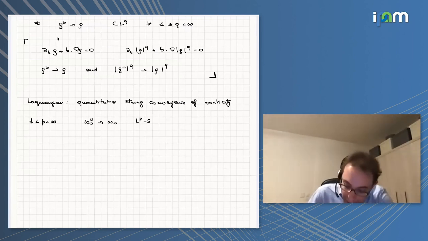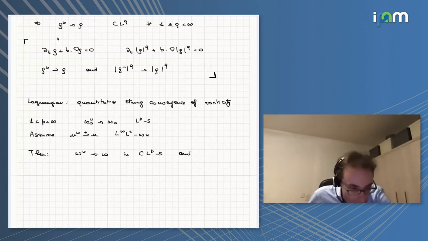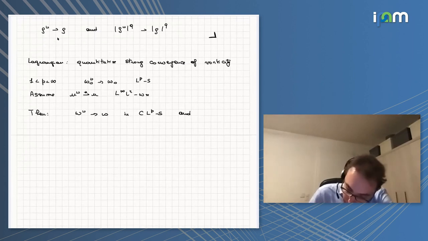And assume that we select a sequence along which I have weak convergence for the velocity, in L infinity L2 weak star along the subsequence. Then, along the sequence, we get strong convergence of the vorticity in C L^p strong. And it also comes with an estimate, which I can state in the following form.